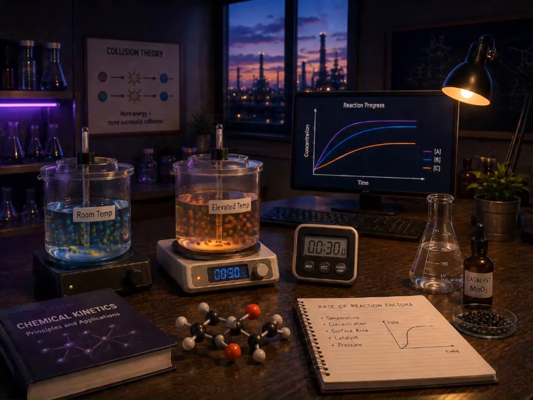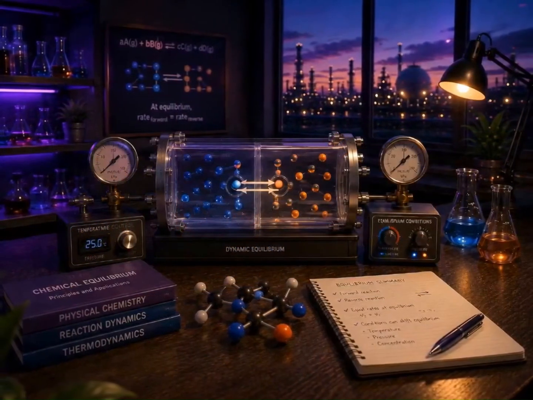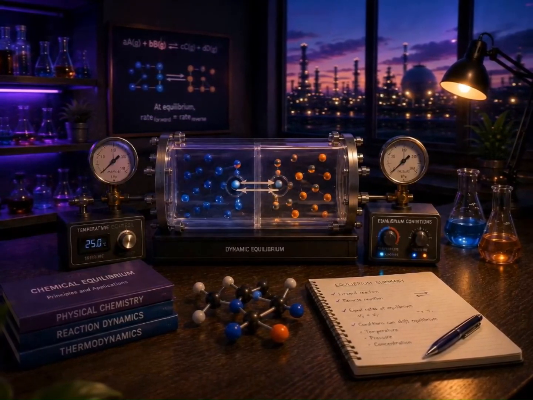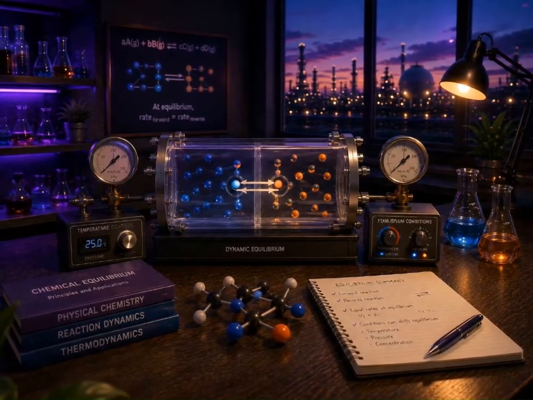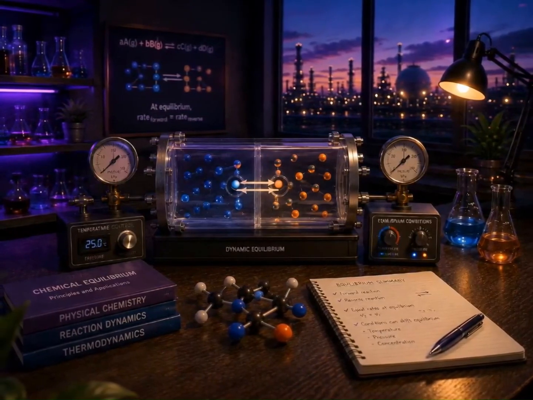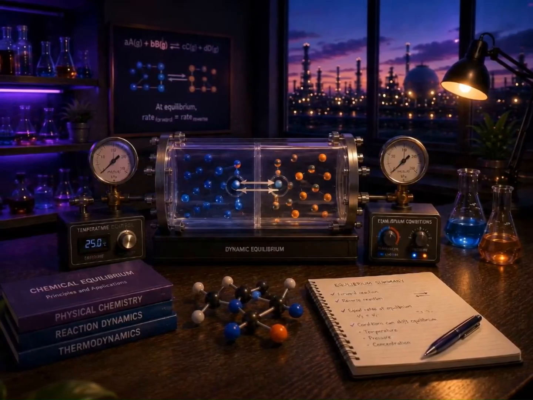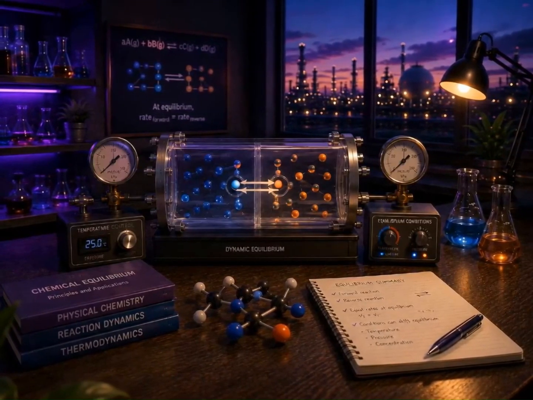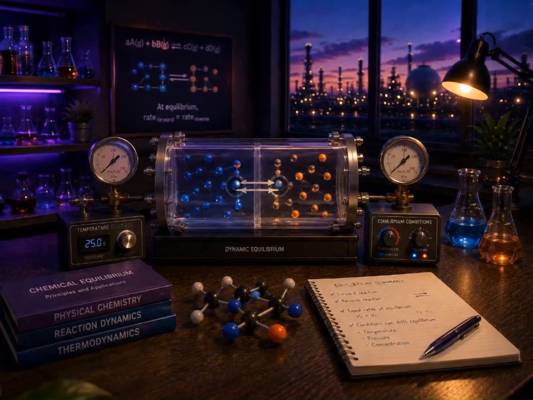or pressures. That can reduce energy use, reduce cost, improve safety, and support more sustainable chemical production. Catalysts are also important in living things. Enzymes are biological catalysts. They help reactions in cells occur fast enough to sustain life without requiring extreme temperatures.